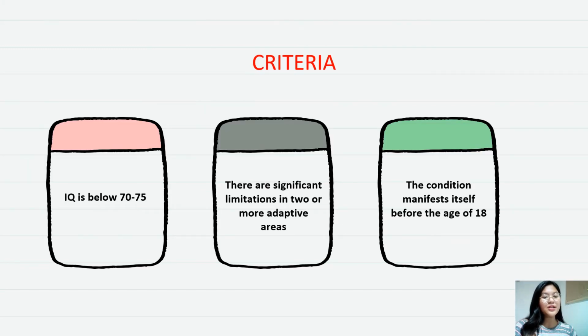According to the American Association of Intellectual and Developmental Disabilities, an individual has intellectual disability if he or she meets three criteria, and these are the following criteria. IQ is below 70 to 75, which is very low. There are significant limitations in two or more adaptive areas, which are the skills that are needed to live, work, and play in the community, such as communication or self-care. And the condition manifests itself before the age of 18. So if a child meets these three criteria, he or she may have an intellectual disability.